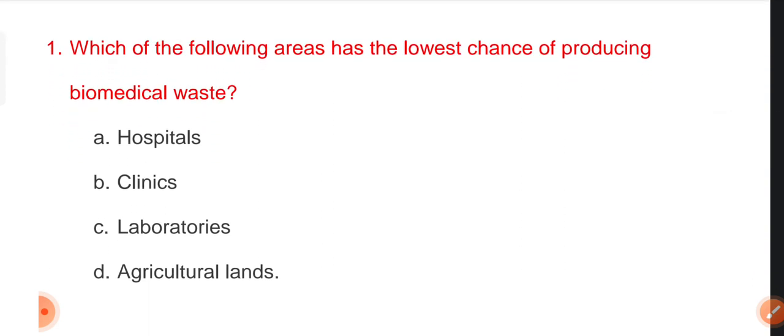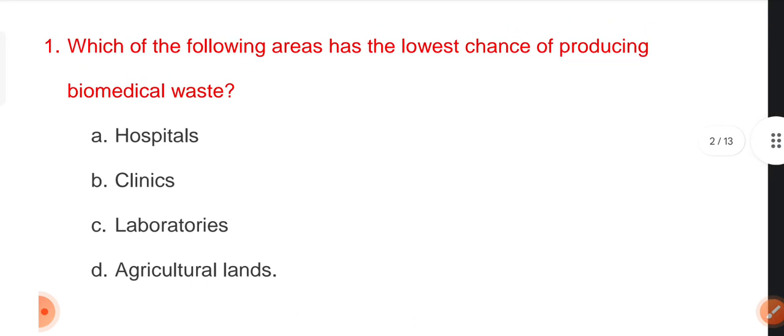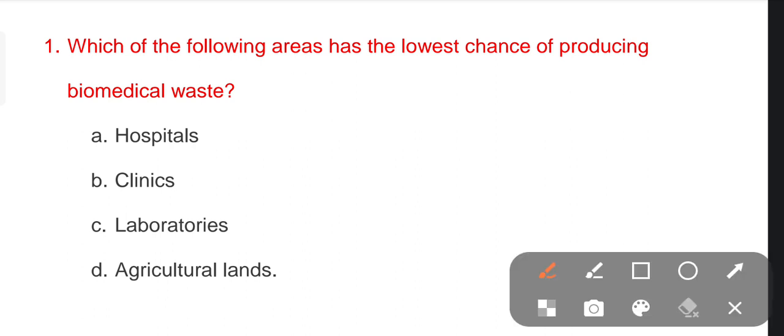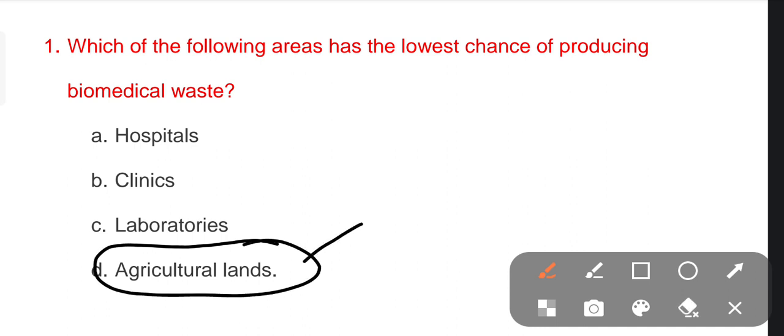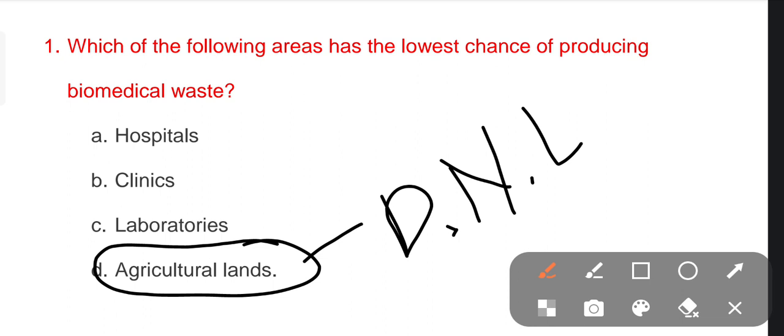The first question is, which of the following areas has the lowest chance of producing biomedical wastage? Among these options, where can we get the least amount of biomedical waste? Options are hospitals, clinics, laboratories, and agriculture lands. The correct option is agriculture lands, because agriculture waste is degradable and non-infectious, with less amount of wastage production.